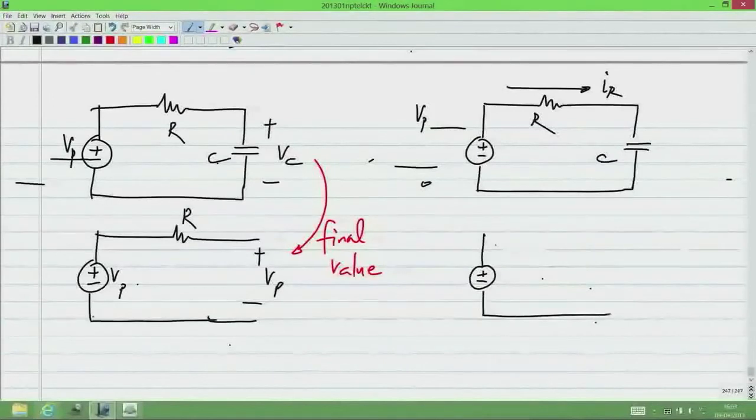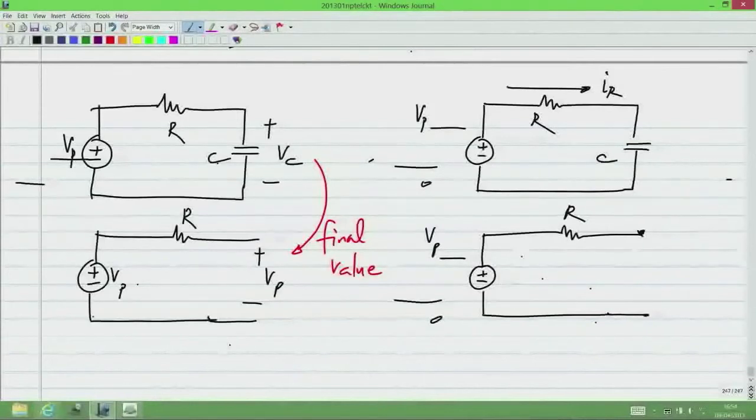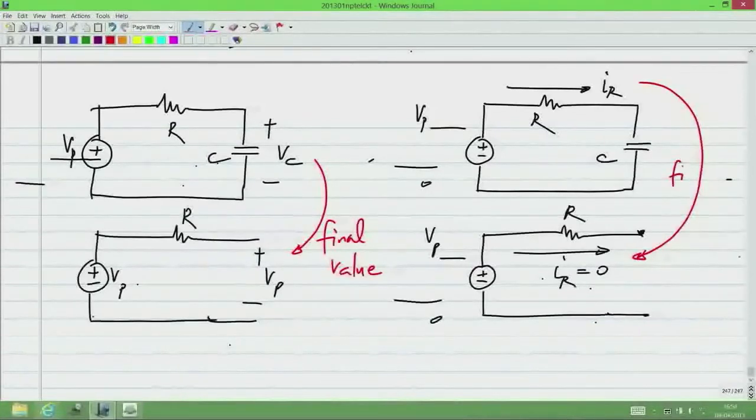To calculate the final value, I open circuit the capacitor. Okay, and clearly this current would be 0. So this current would be 0, and that indeed is the final value of IR. Okay, we'll take a slightly more complicated example later.